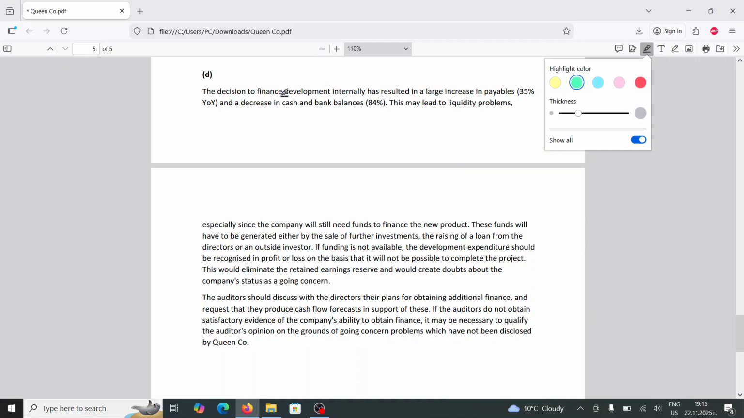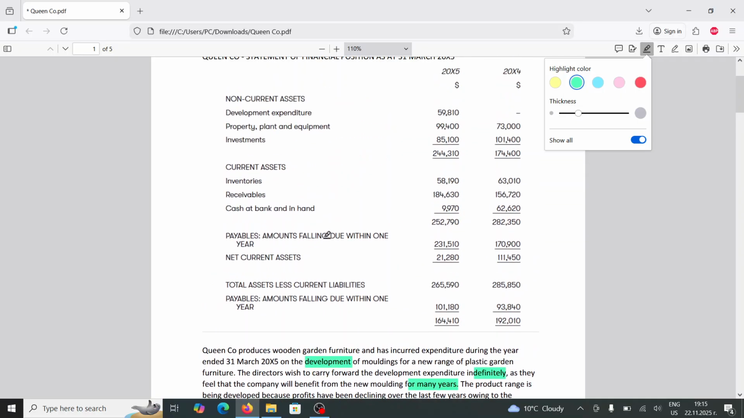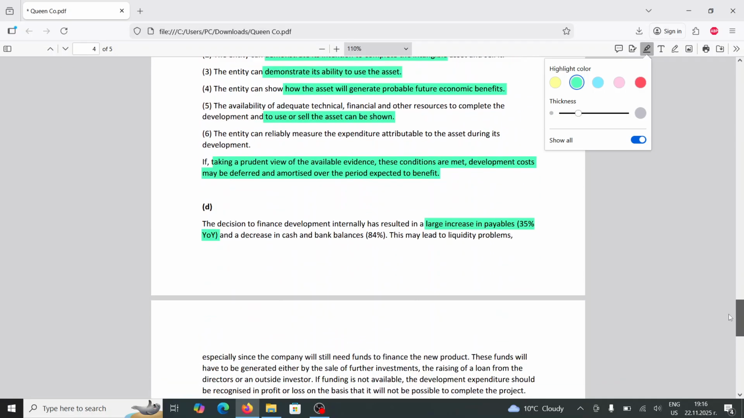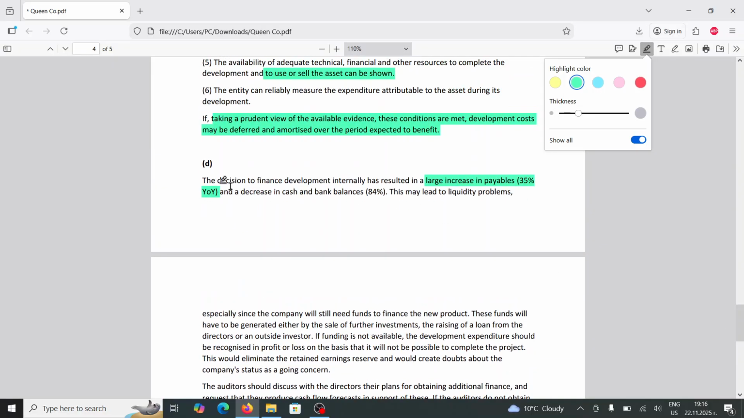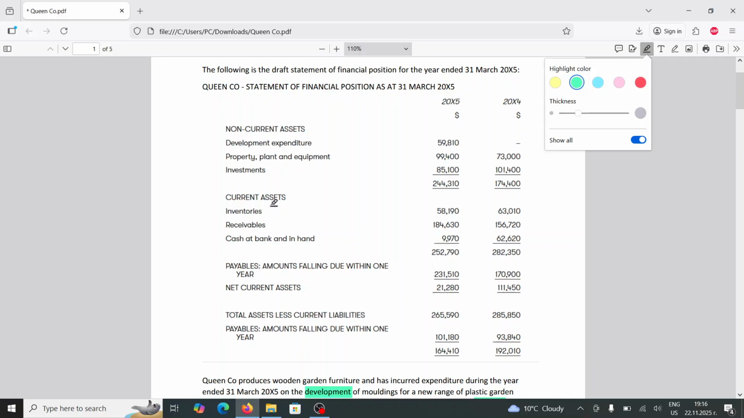D. The decision to finance development internally has resulted in a large increase in payables. Again, you get easy marks for calculations. In this case, the 35% increase was calculated. If you go back here, the payables amount falling within 1 year, so from 170 to 231, that's a 35% increase. And if you go back here, the other easy mark, these two will give you probably 2 marks, and decreasing cash and cash balances. So this was calculated again here in the current assets. Cash is a current asset right here.